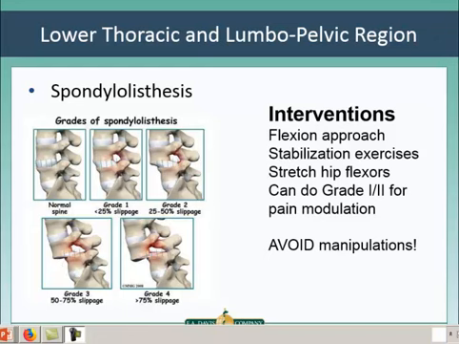So with individuals who have this, you want to work, as you can imagine, on stabilization exercises and work on flexion. Extending would only make this worse. Hip flexor stretching is typically needed because of the pull of the hip flexors and where they locate on the anterior part of the spine. For this, you could do a grade 1 or grade 2 mobilization for pain, but you would avoid any manipulation or any grade 3 or 4. You don't want to try to increase motion in these individuals. You need to stabilize them.